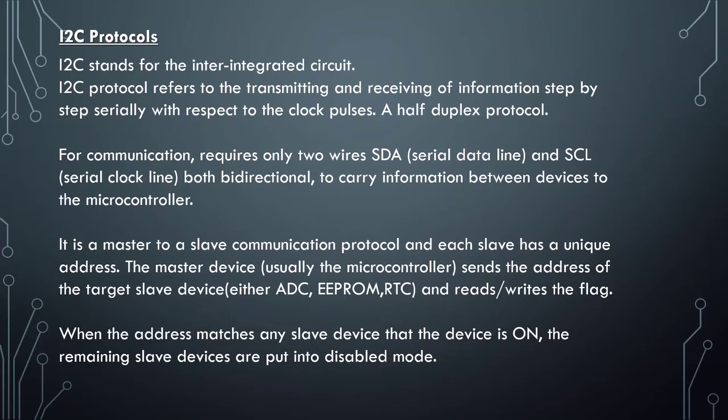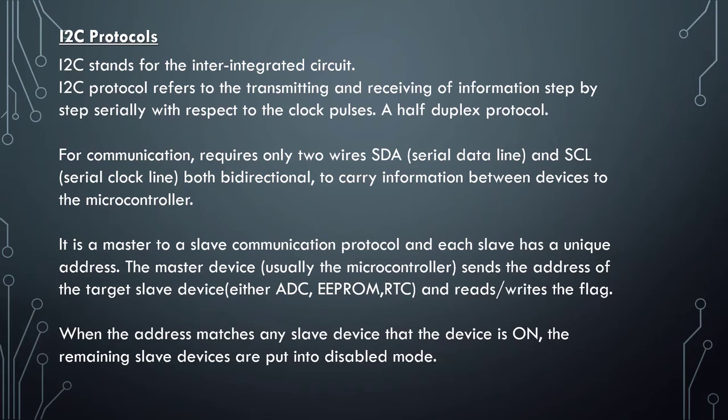So for the I2C protocol, one is that it is a master to slave communication protocol, and each slave needs to have a unique address. The master device, usually the microcontroller, sends the address of the target slave device, either the ADC, the EEPROM, the real-time clock, or any other peripheral, and then reads or writes the flag to that slave.